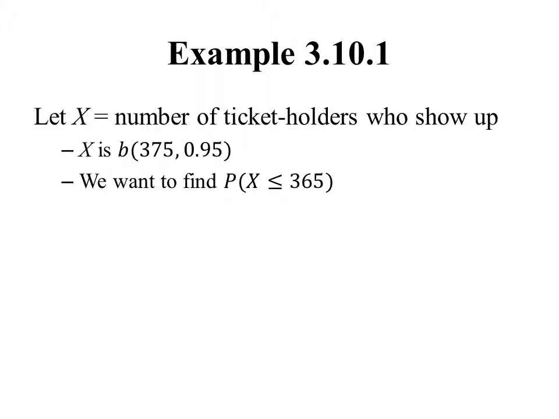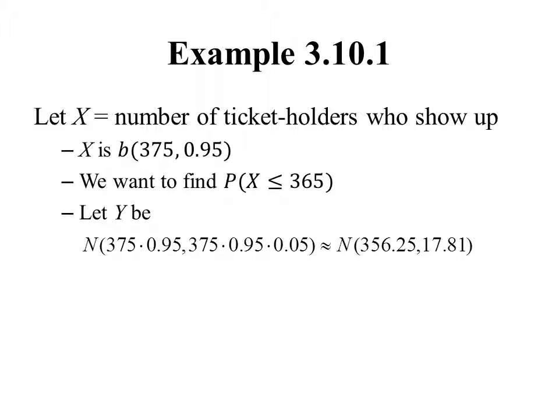To apply this theorem, let's define the random variable Y to have a normal distribution with a mean of n times p and a variance of n times p times (1 minus p). If we do all that arithmetic, we get a mean of 356.25 and a variance of 17.81 people. This number tells us that we would expect about 356 people to show up, which is obviously less than the 365 seats that we have. That helps to justify the logic behind this idea of overbooking.